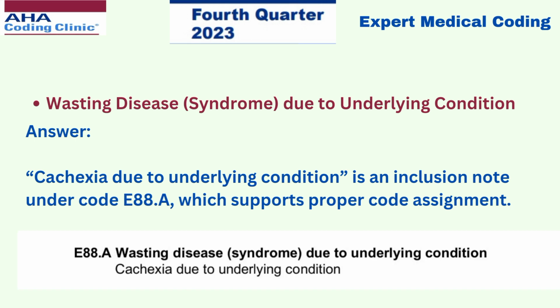So if we go to the tabular and search for E88.A, under wasting disease due to underlying condition, you can see the inclusion note, cachexia due to underlying condition. So we can code E88.A for cachexia due to underlying condition also.